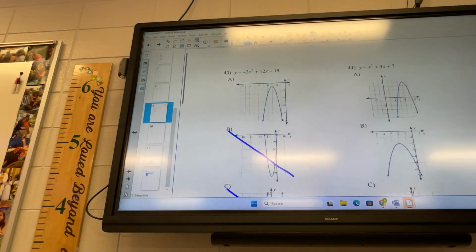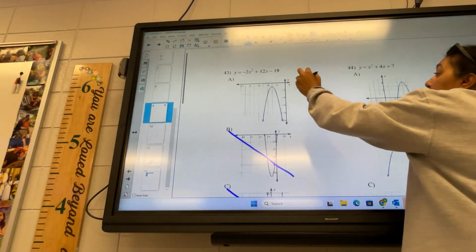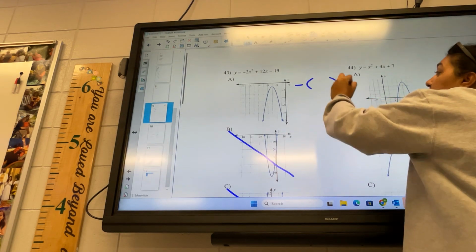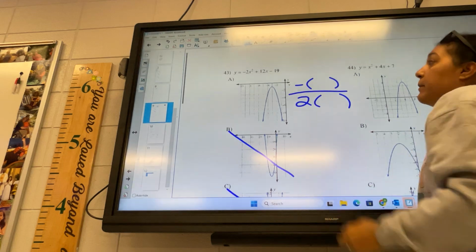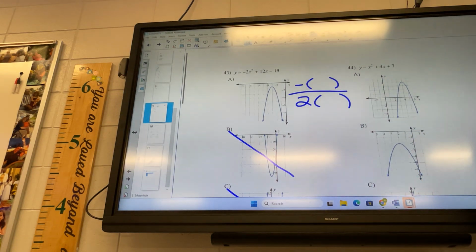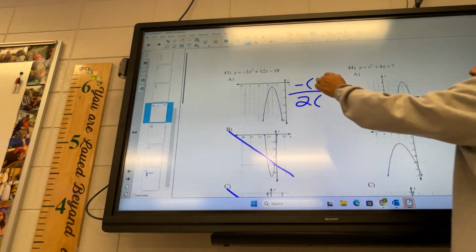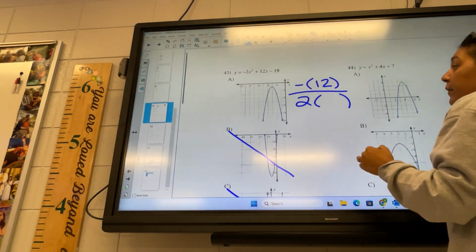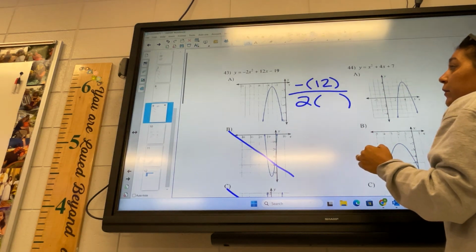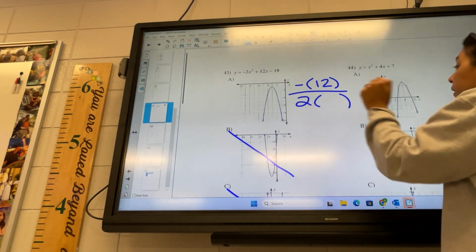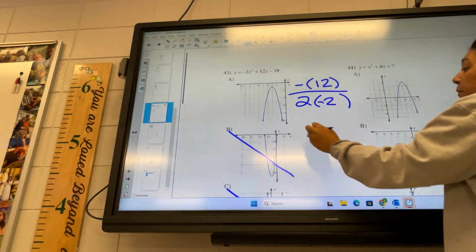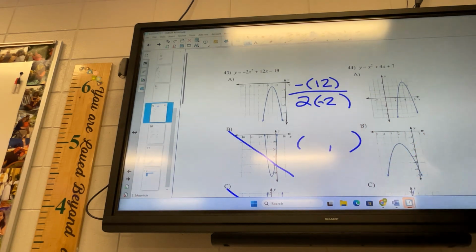Okay? So we're going to do a little bit of math. Maybe something will eliminate, maybe not. Okay, so remember we say negative B over 2A. What is my B value? It is 12. What's my A value? -2. Okay, type that in your calculator. What number do you get?